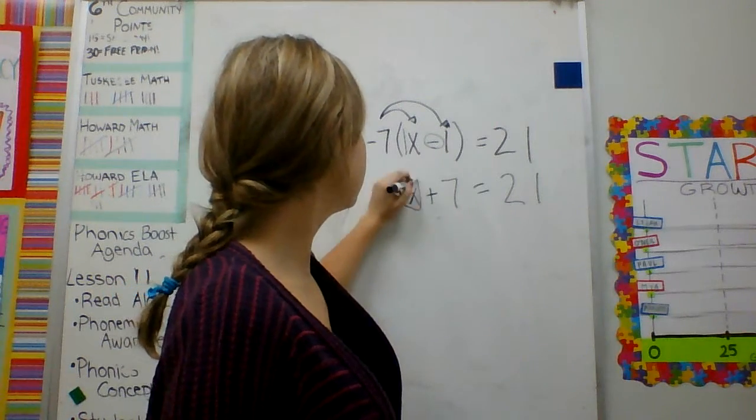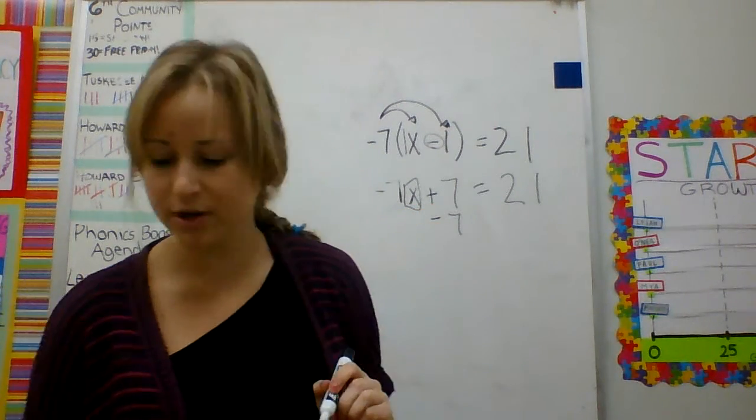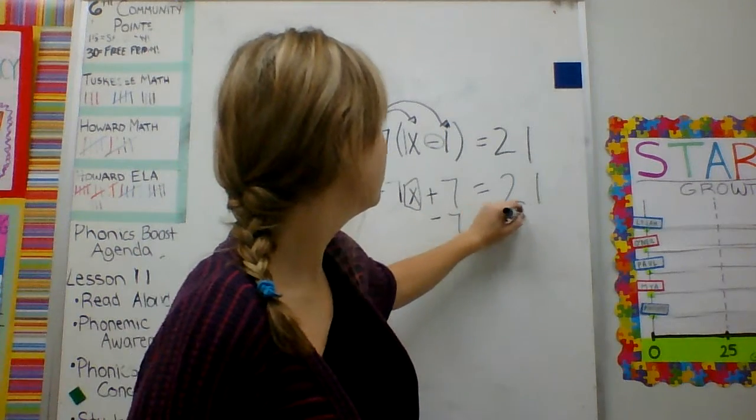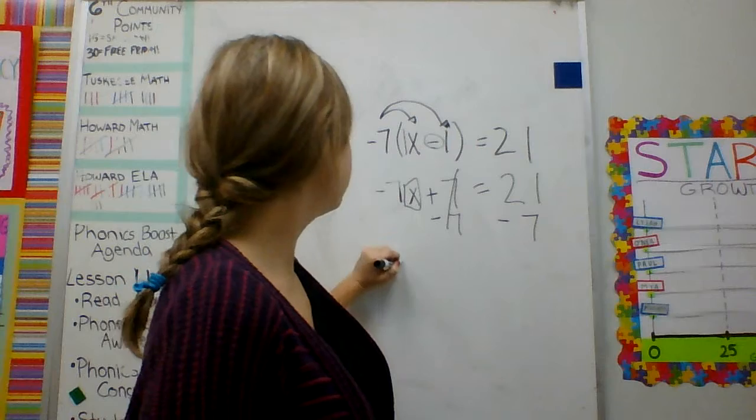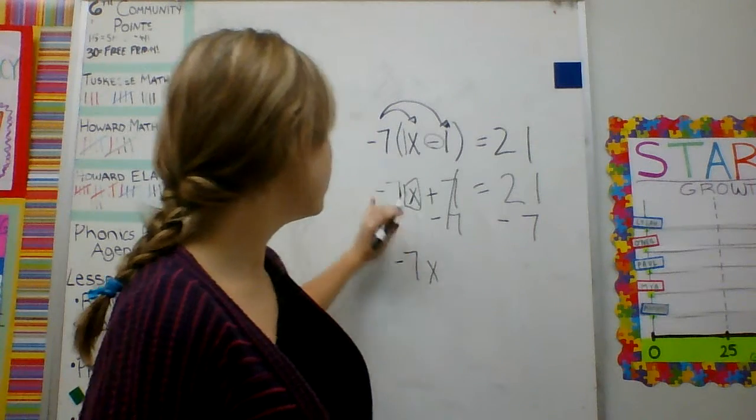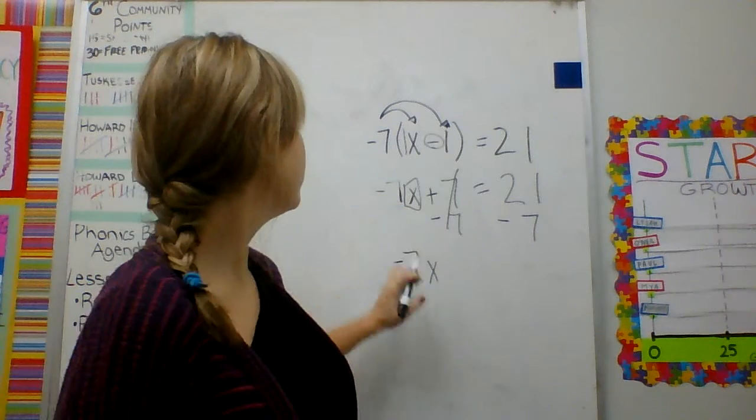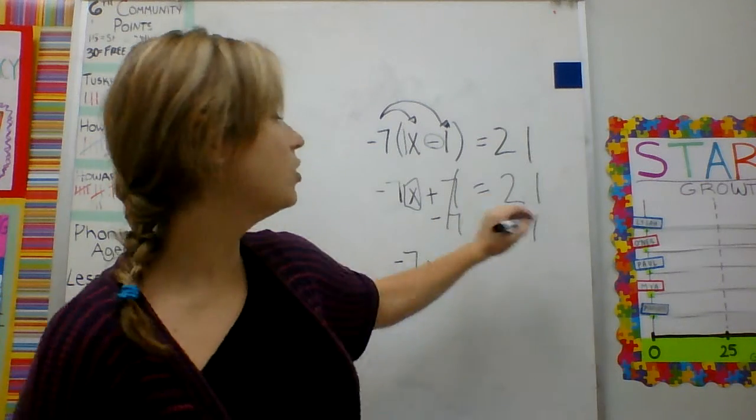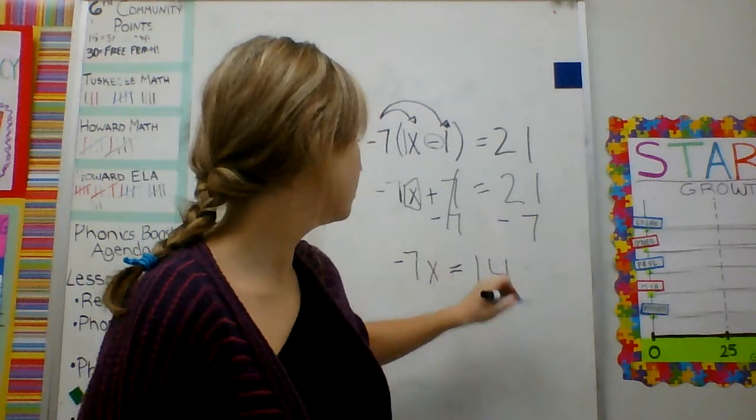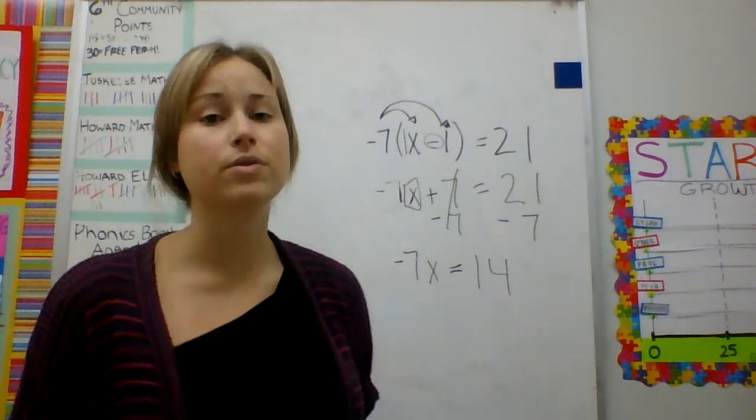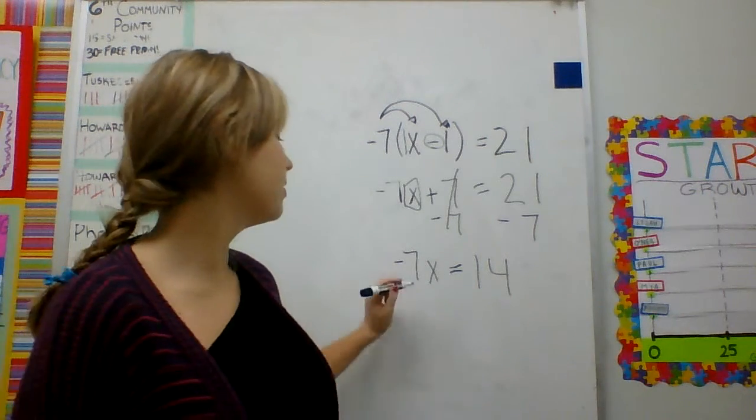I want to get x on its own, so I need to do the inverse operation. Subtract 7 from both sides. My 7s cancel out. I'm left with negative 7x. That negative sign stays there. Negative 7x is equal to 21 minus 7, 14. So now I want to get x on its own. This is just a one-step equation that we're going to solve now.